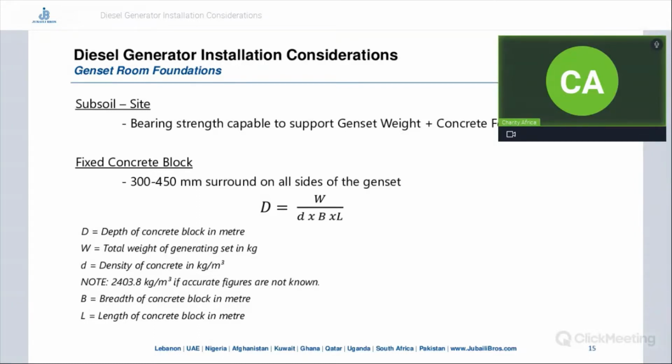After determining the depth of the concrete required for the weight and stability of the running set, the subsoil has to be checked to see if it will carry the total weight of the genset plus the concrete block and withstand the forces involved. The formula for finding the depth or thickness of the foundation pad is given below. It is the weight of the generating set divided by the density of concrete times the breadth, or width, of the concrete block in meters times the length of the concrete block.